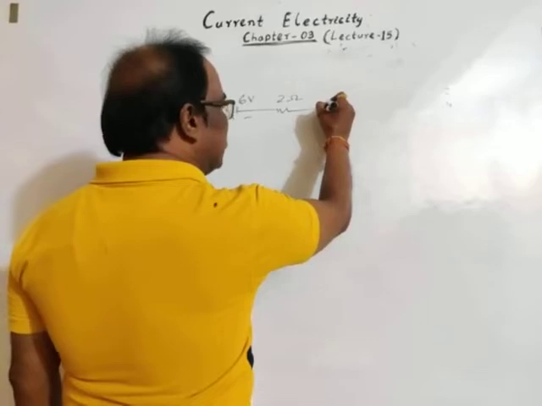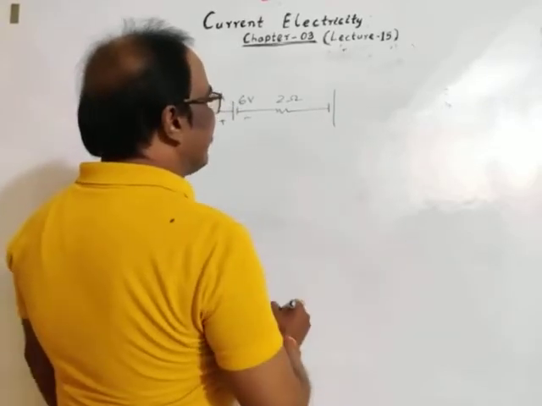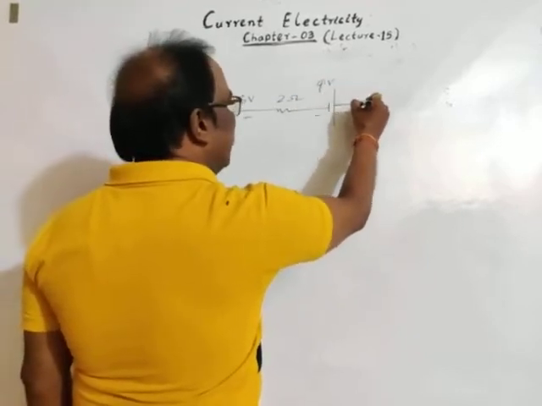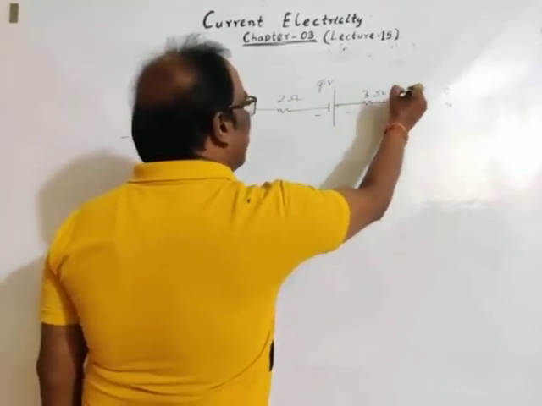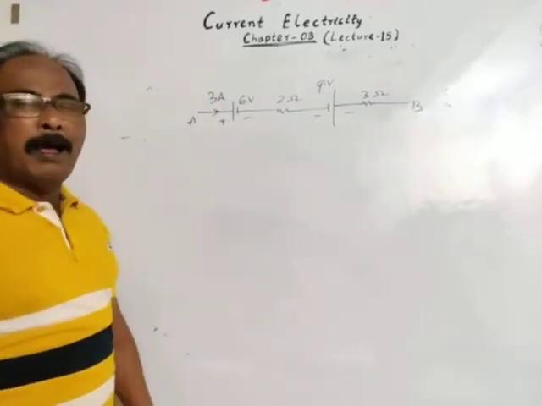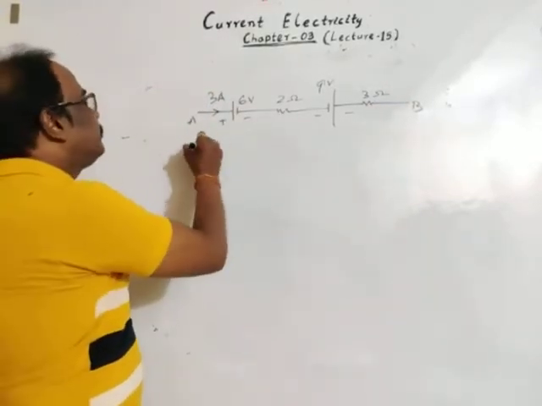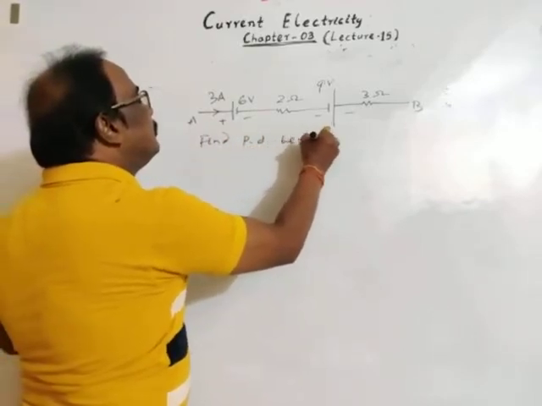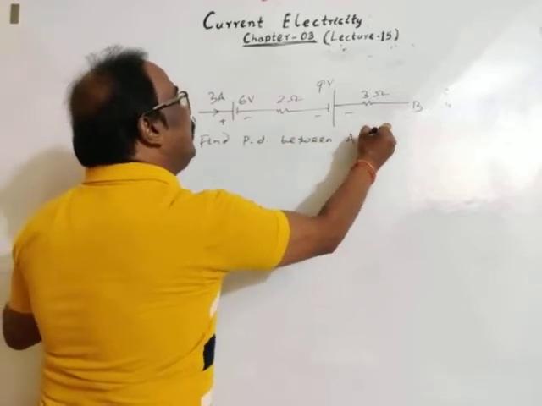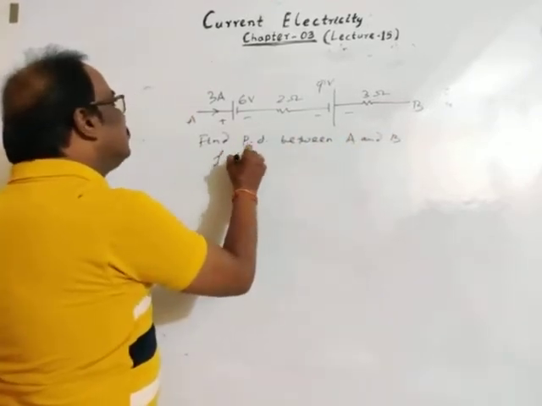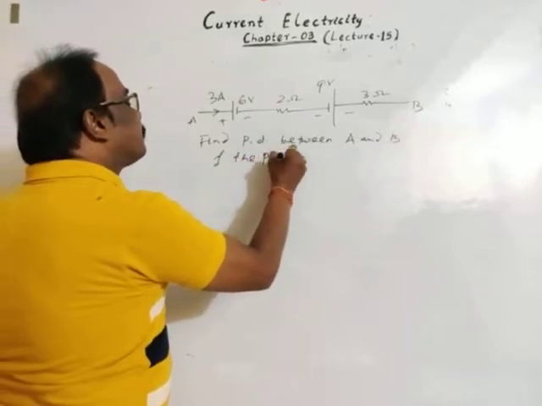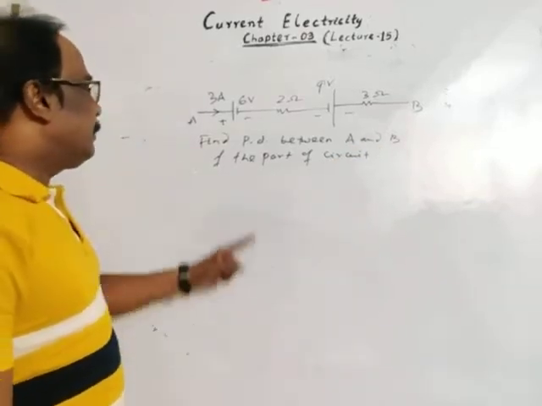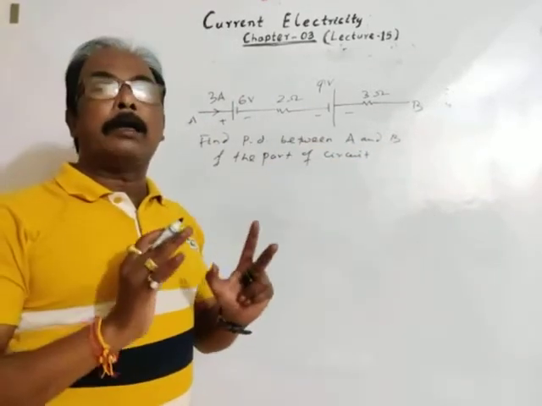Okay. This is a cell. Negative and positive. Let this be 9 volt. Again, this is a resistance of 3 ohm, and this is 0.9. Then it is asked to find the potential difference between A and B of the part of circuit.